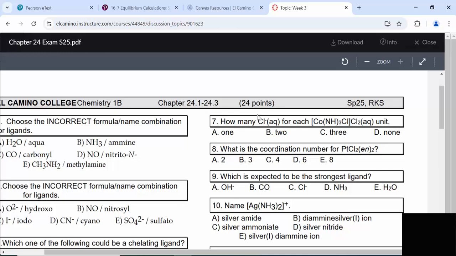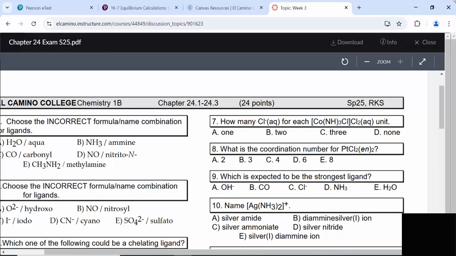7, how many chlorides for each of these? Well, chloride, that's an ion. And when we talk about coordinate covalent bonds, this chlorine is not an ion. This chlorine is coordinately covalently bound to the metal, and so it's not an ion. And so you wouldn't expect it to break off like an ion. And so 2 would be the answer because these two are just counterions.